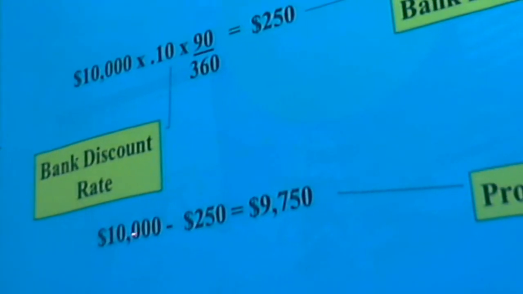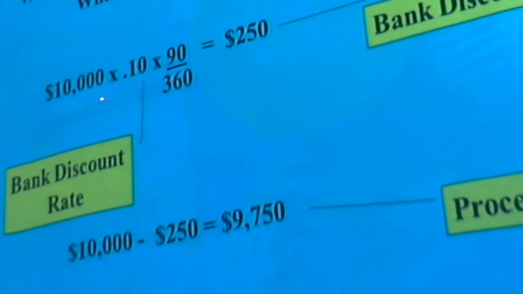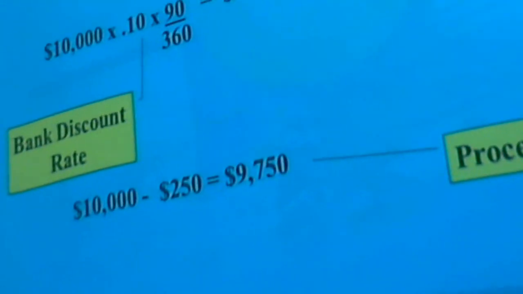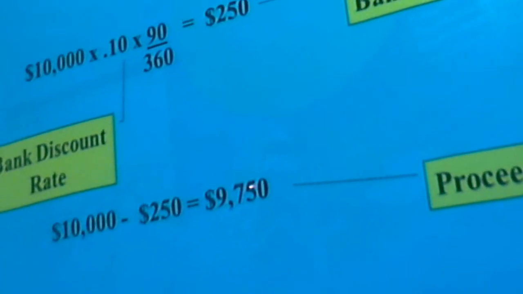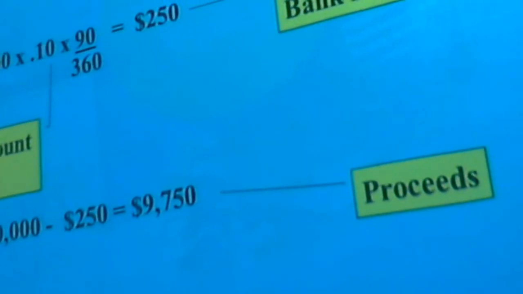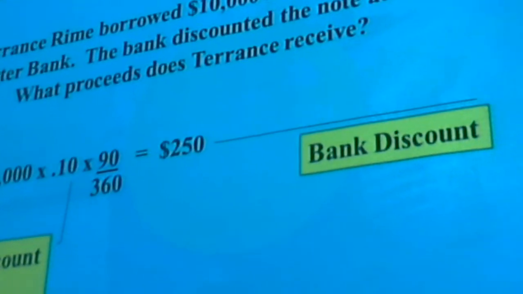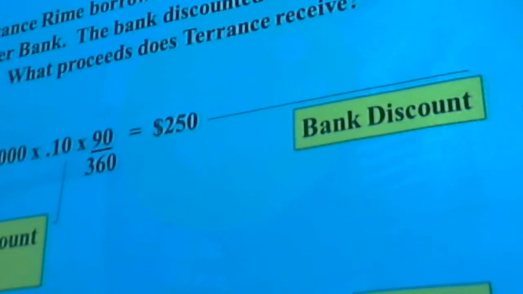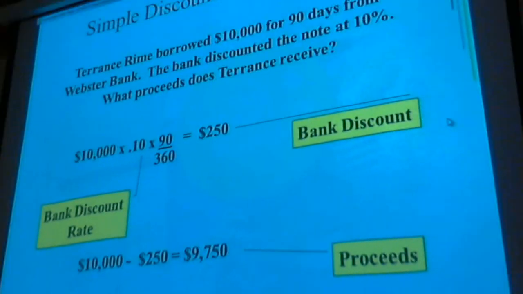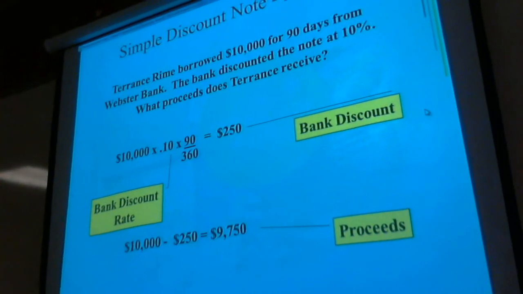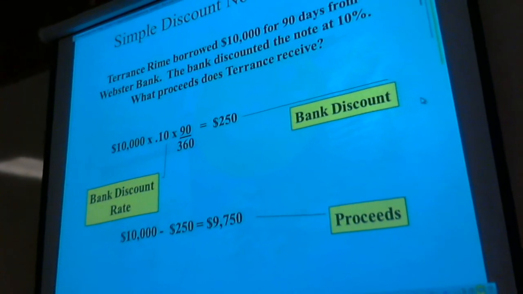So 10,000 was the principal, right? We subtract what from it? The interest, or the bank discount, same thing. And this is what we walk out of the door with. We don't walk out with 10,000 like we would have in this chapter. That's the only difference. Now you will have to figure out effective rate. That's coming up.